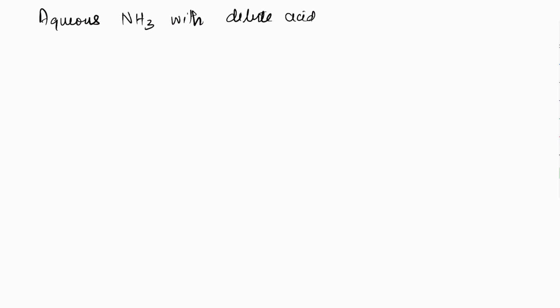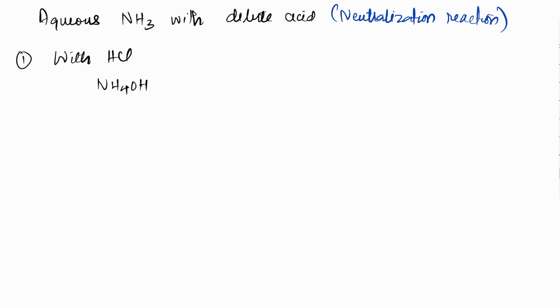The next property of aqueous ammonia is with dilute acids. This type of reaction is called neutralization reaction, where an acid reacts with a base to form salt and water. The first reaction is with HCl. When ammonium hydroxide reacts with HCl, it forms ammonium chloride and water.